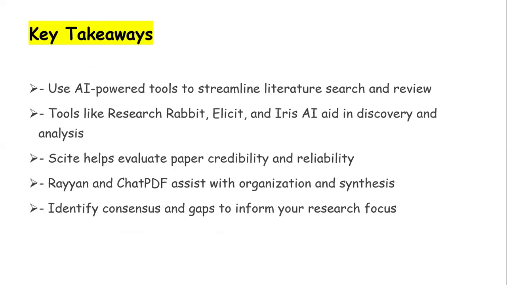So these are basically the key takeaways from my today's session. You can use AI-powered tools to streamline literature search and review. Tools like Research Rabbit, Elicit AI, and Iris AI can help in discovery and analysis. And Cite helps evaluate paper credibility and reliability. Rayan and Chat PDF assist with organization and synthesis of those research articles and identify consensus and gaps to inform your research focus.